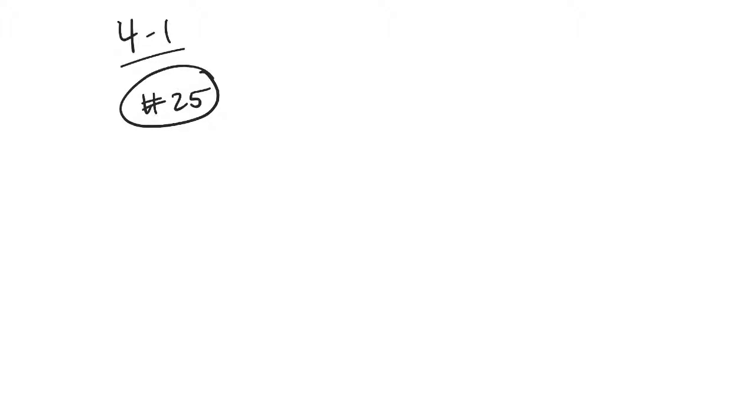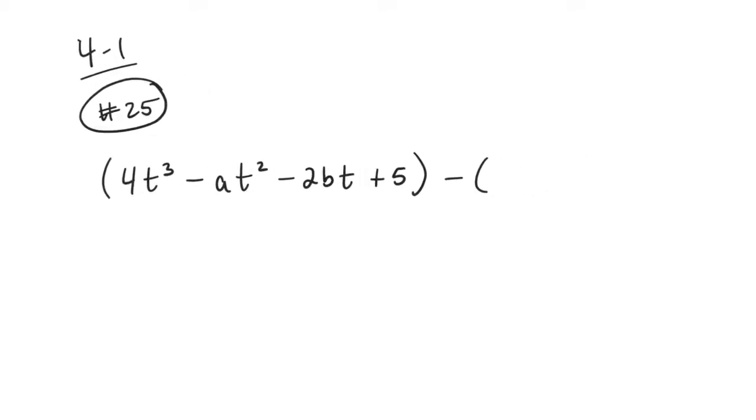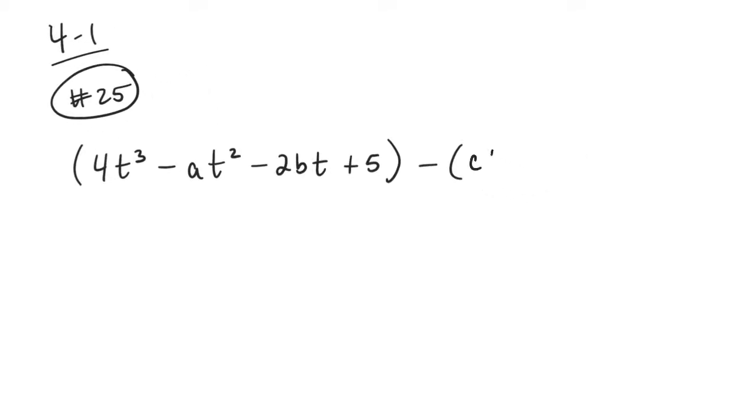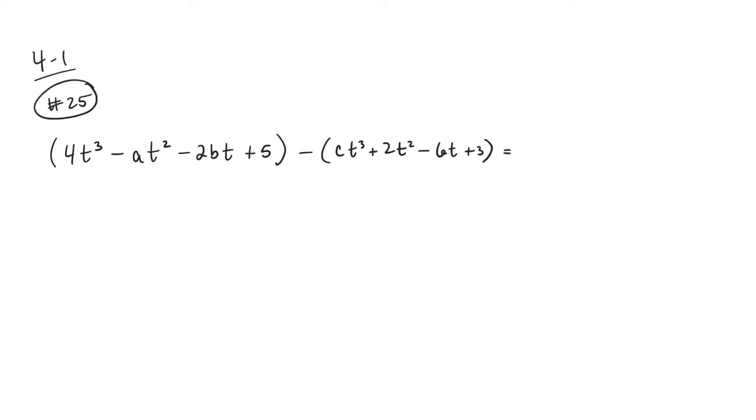Go ahead. 4t to the third minus at to the second minus 2bt plus 5, that's the end, minus the quantity of ct to the third plus 2t to the second minus 6t plus 3, that's the end, equals t to the third minus 2t plus j.